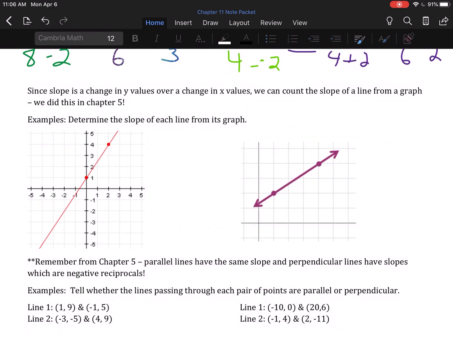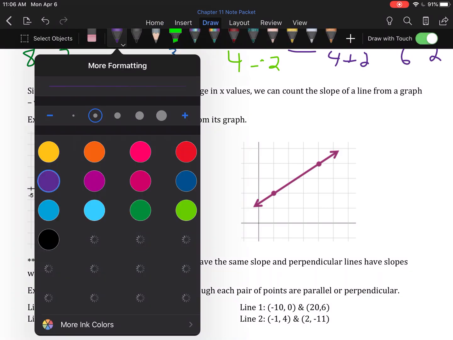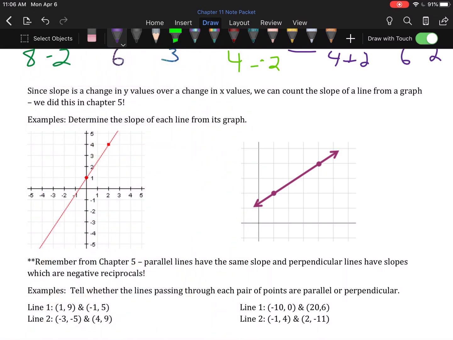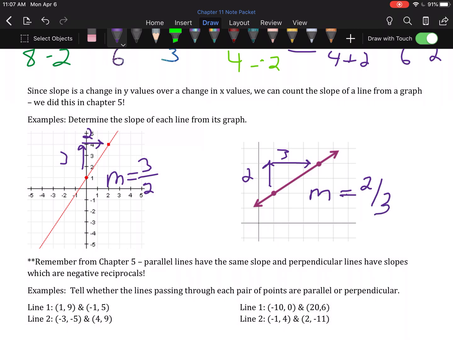The next bit we did in chapter 5, so I'm not going to spend too much time hanging out here. Determine the slope. To get from the point on the left to the point on the right here, I go up 3, right 2, which means the slope is 3/2. I'm betting most of you are going, oh yeah, I remember this. On my other graph, I'm going up 2, right 3, so the slope is 2/3. Okay, nothing new there.